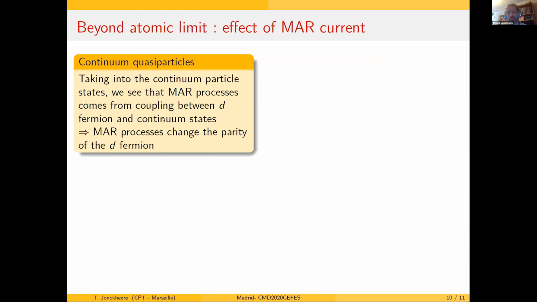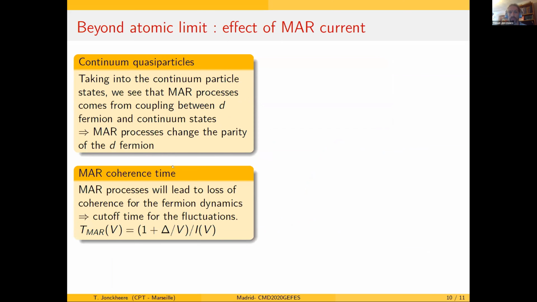So we need to include the effect of the multiple Andreev reflection processes. The simple point to understand is that when you have a multiple Andreev reflection process, you are changing the parity of the effective fermion D because you are changing the occupation of this fermion. So Mach processes are also contributing to the change of the parity. You can define the covariance time for the parity, which is due to the multiple Andreev reflection process and not to the coupling to the environment.